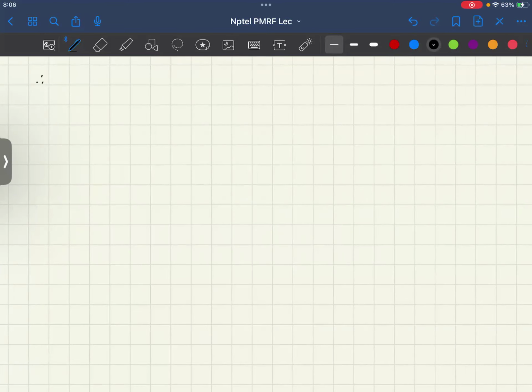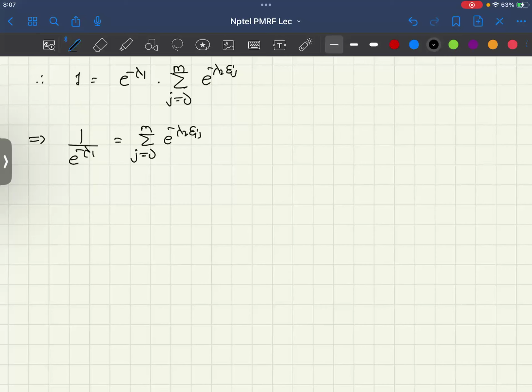Therefore, 1 is equal to e to the power minus lambda 1 multiplied by the summation of j equals 0 to l of e to the power minus lambda 2 epsilon j. This implies 1 by e to the power minus lambda 1 is equal to the summation j equals 0 to l of e to the power minus lambda 2 epsilon j, which implies e to the power minus lambda 1 is equal to 1 by the summation j equals 0 to l of e to the power minus lambda 2 epsilon j. Now let's call this expression 5.